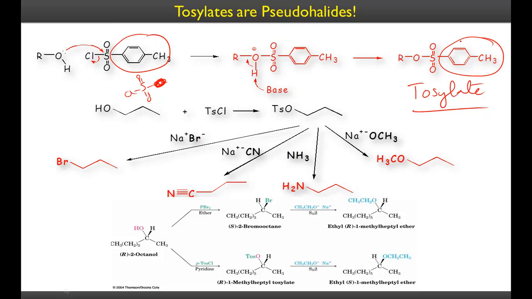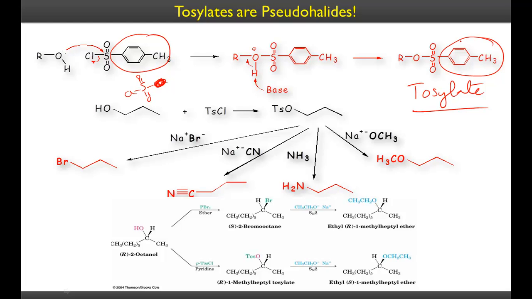Okay, this intermediate is stable, it doesn't leave that easily. So the sulfur still sticks to the oxygen. This is a good leaving group, but it's stable enough to be isolated, as opposed to the intermediates that we saw in the previous slide. So these are called sulfonates. And notice the stereochemical information.